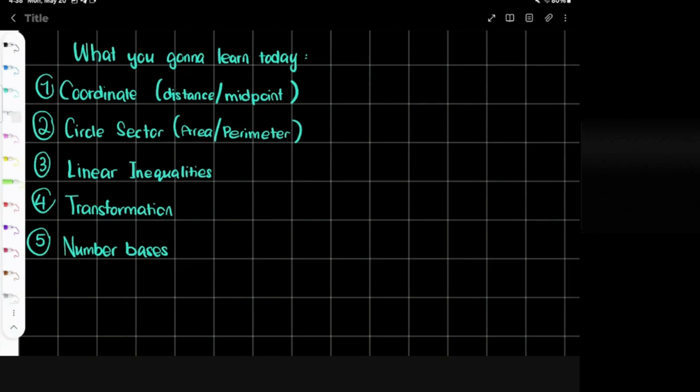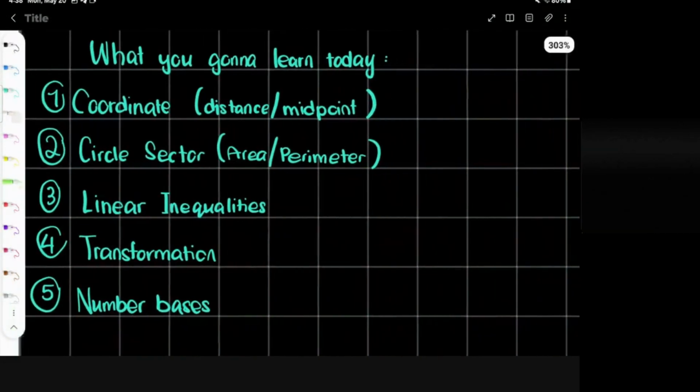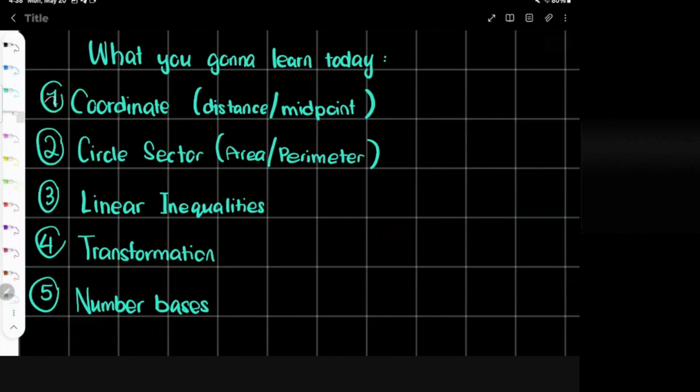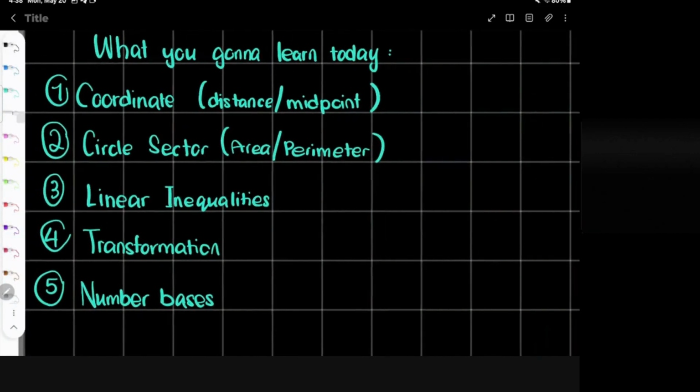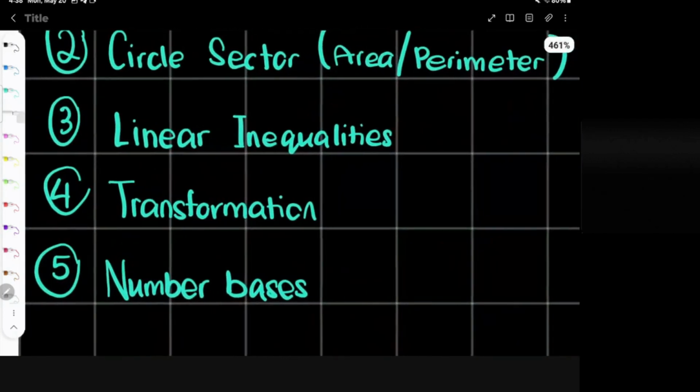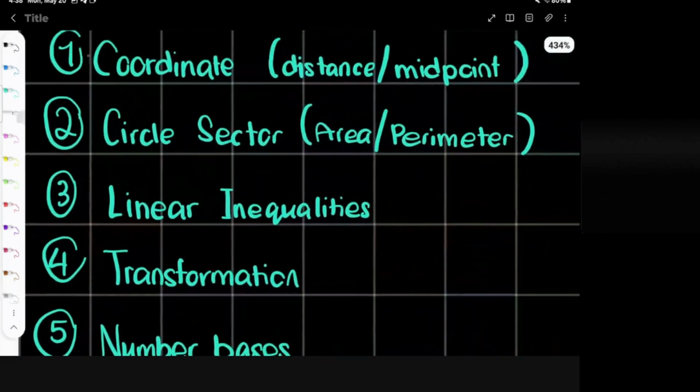So for today, we're gonna learn the things that teacher said will come out in the midterm, which is a lot actually, but I'm just gonna cover a few things. Which is mainly coordinate, circle sector, linear inequality, transformation, and number basis. These three here, I know some people already forgot because they quite like small chapter lah, right? Very small chapter. Circle chapter, these two here, I'm just gonna revise on the basics.